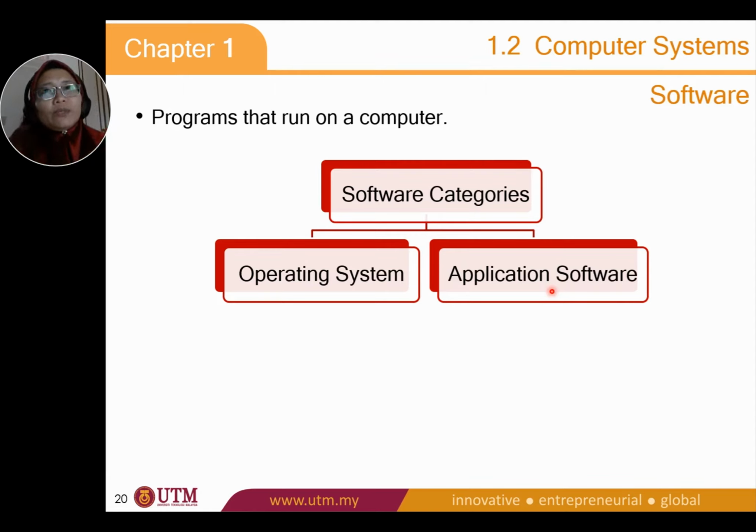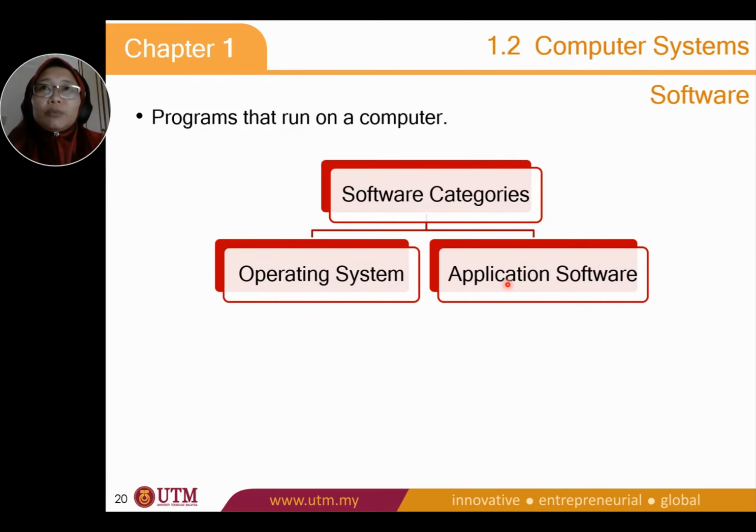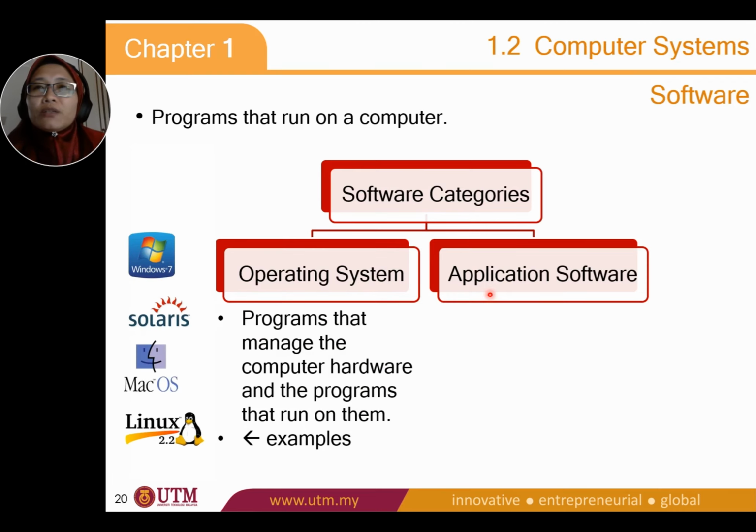Okay, so we've covered hardware. What about software, right? Software is actually programs that run on a computer. Okay, so here software can be categorized into two, right? So we have operating system and application software. So what's an operating system? Basically, it's the program that manages the computer hardware and runs the programs that run on them.